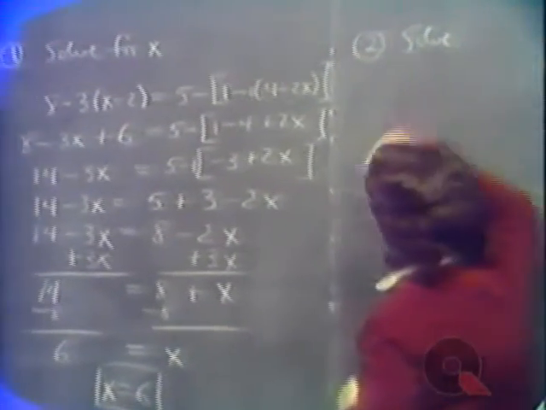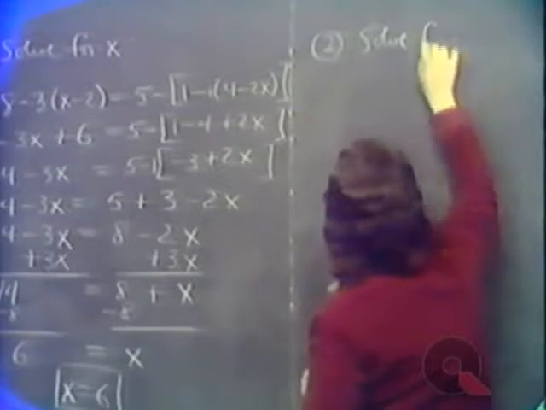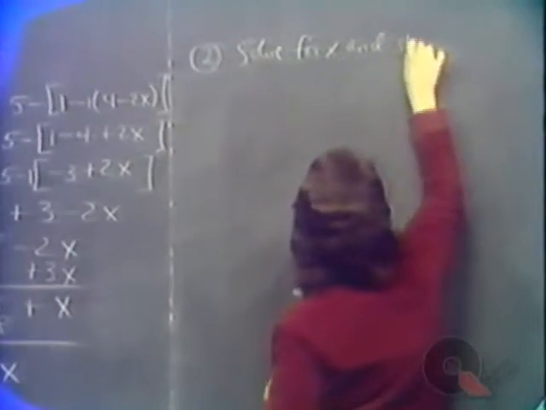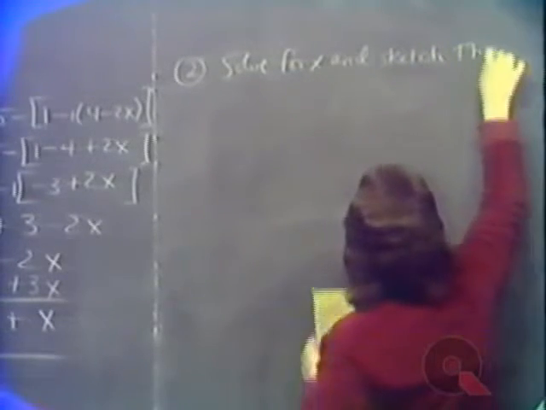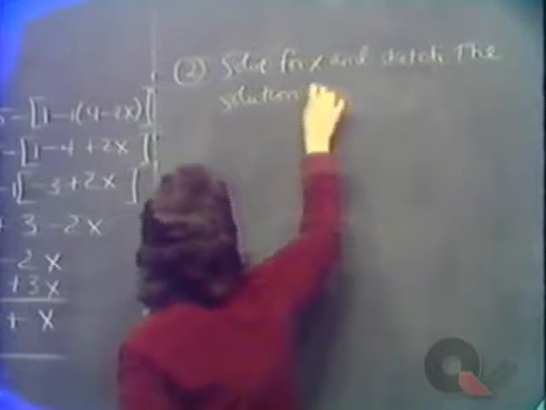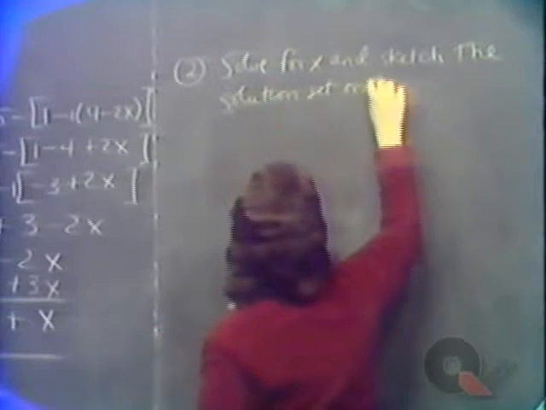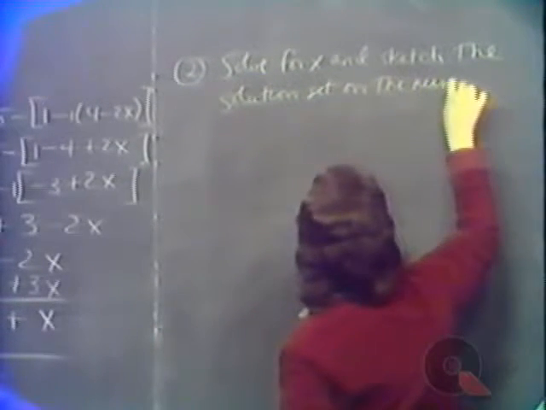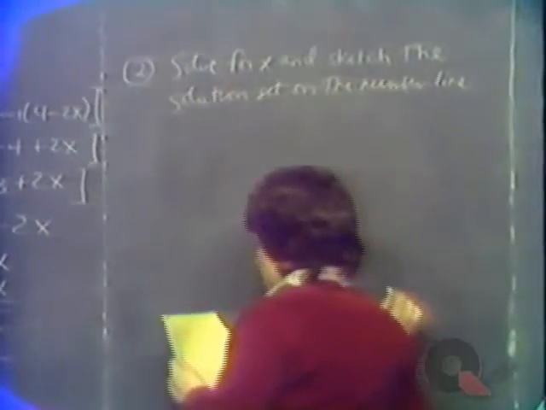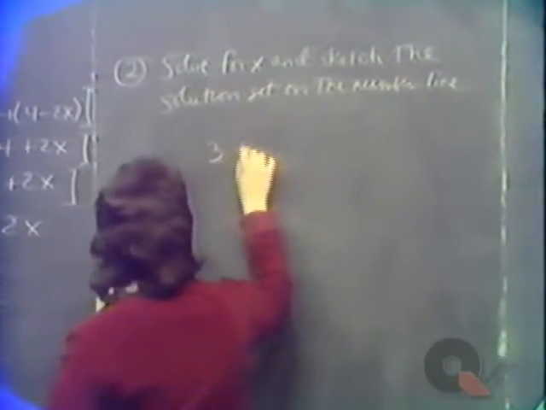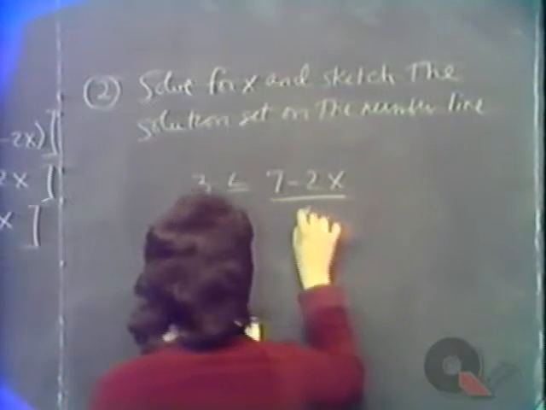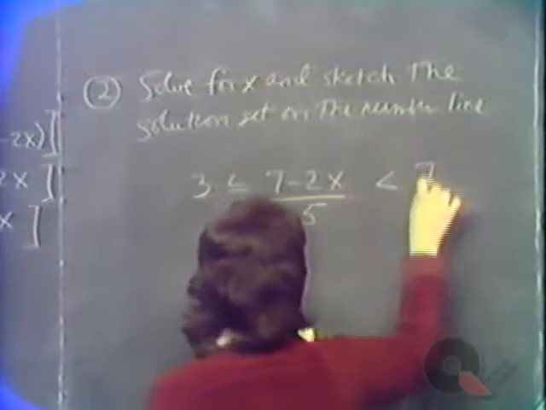Next, we have an inequality. We want to solve for x and sketch the solution set on the number line. And we have the following: 3 less than or equal to (7 minus 2x) over 5 less than 7.